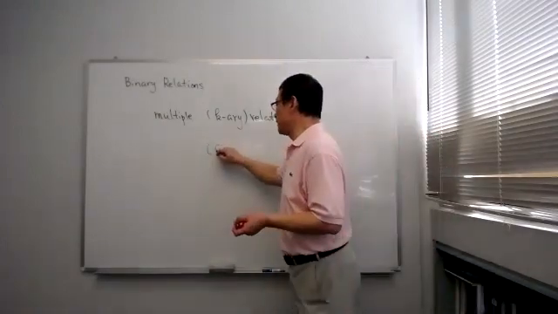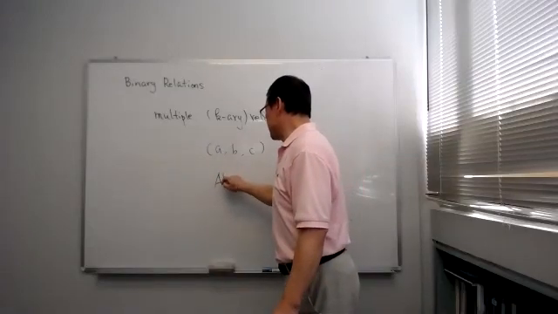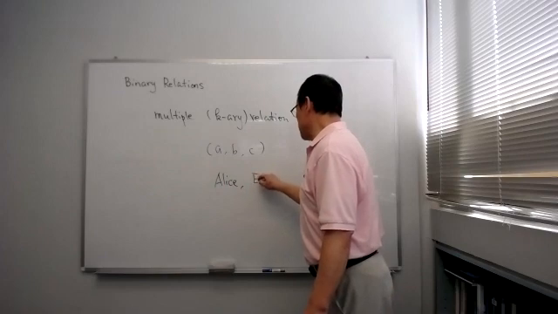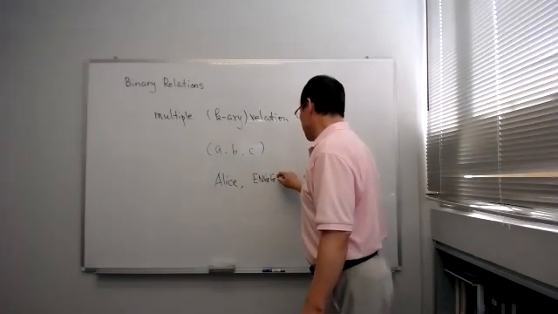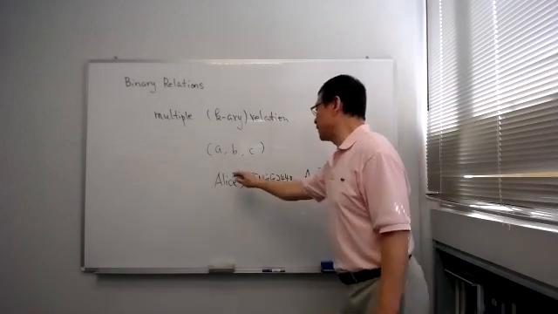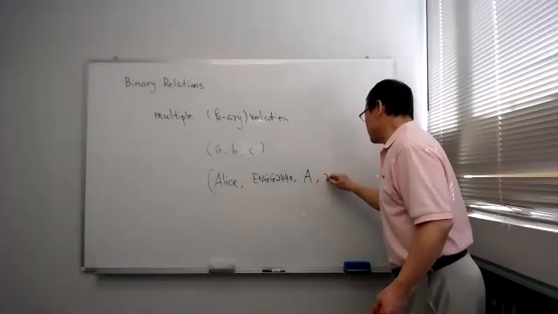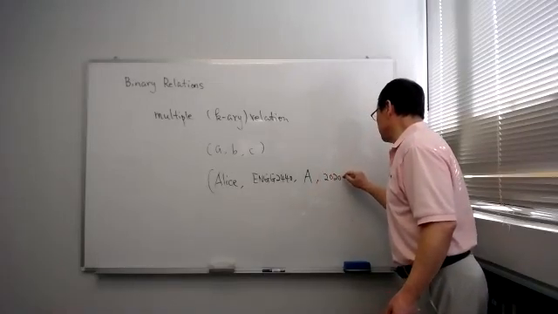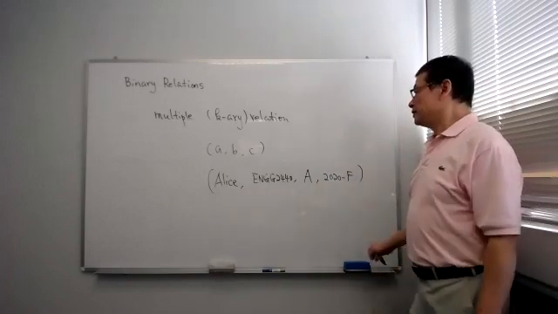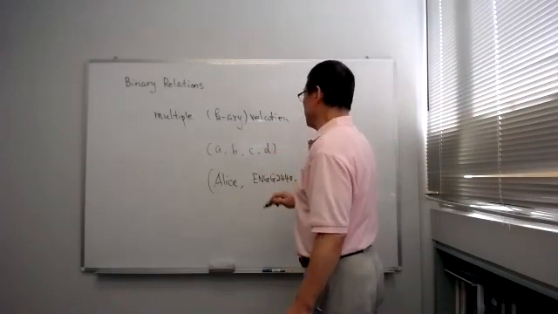So for example, we can have A, B, C. The student may be Alice. The course may be ENGG 2440, and the grade may be getting an A. So that's a relation. Or you can even indicate times, maybe next term, maybe first term, fourth term. So that will be a 4-ary relation.